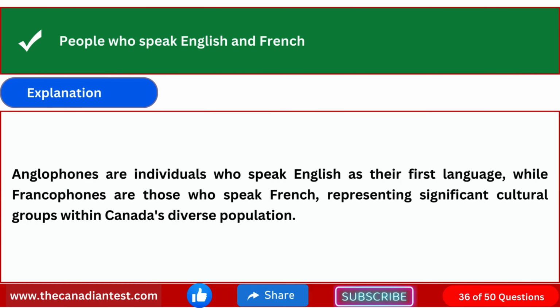The correct answer is people who speak English and French. Explanation: Anglophones are individuals who speak English as their first language, while Francophones are those who speak French, representing significant cultural groups within Canada's diverse population.